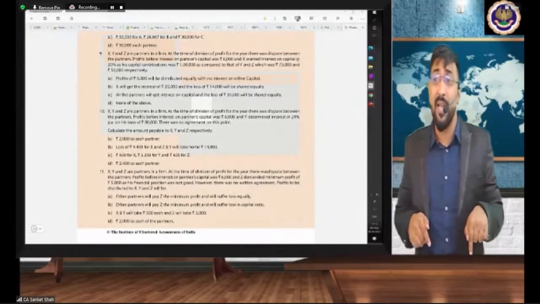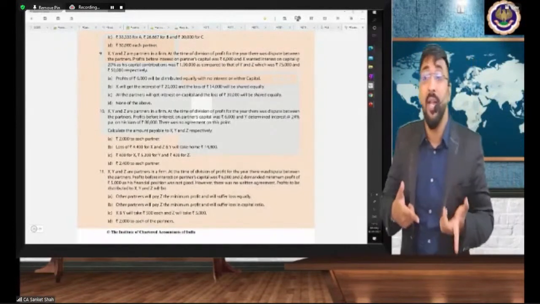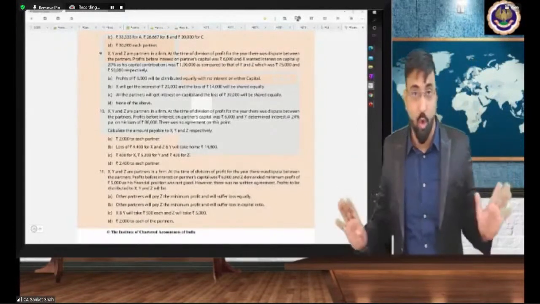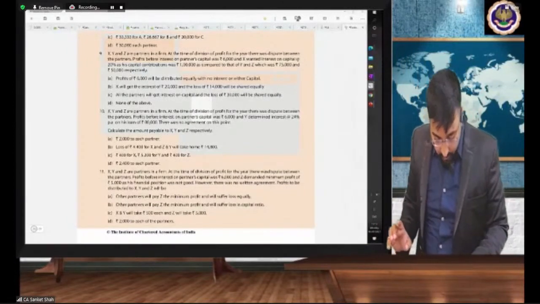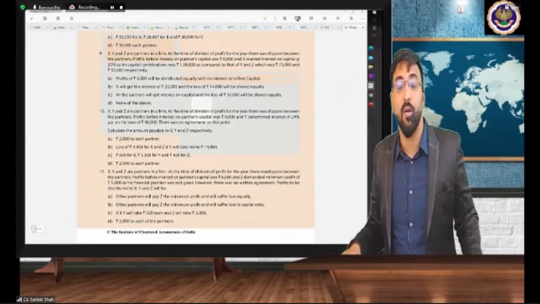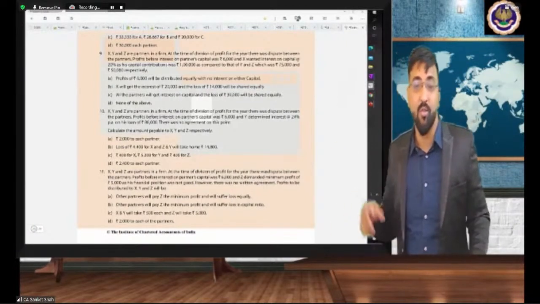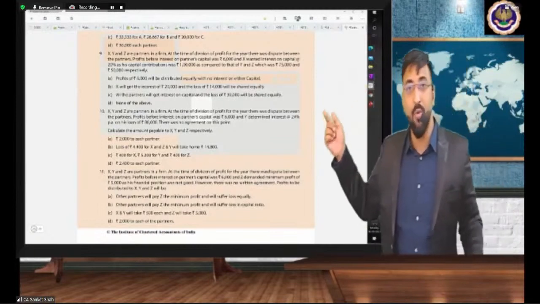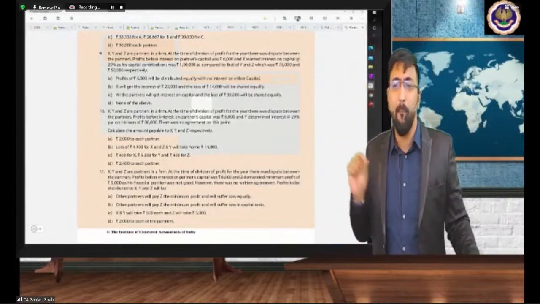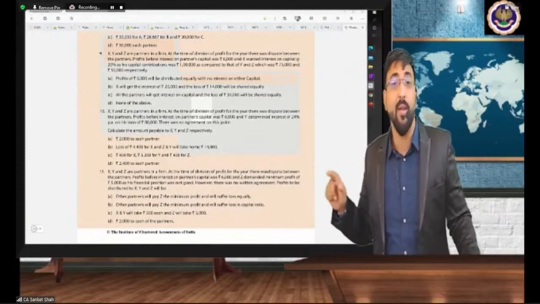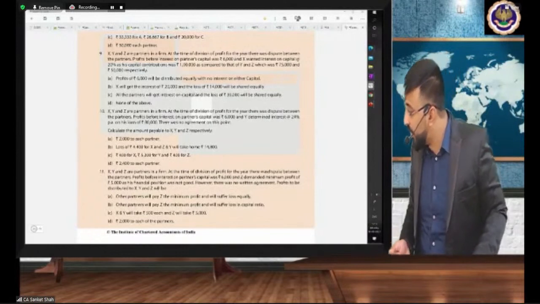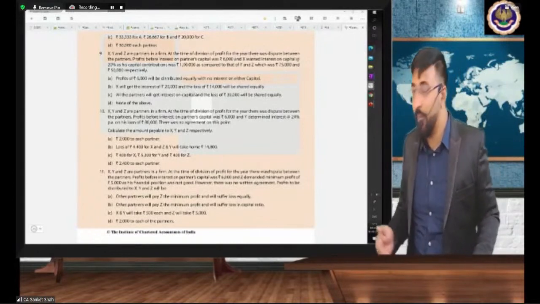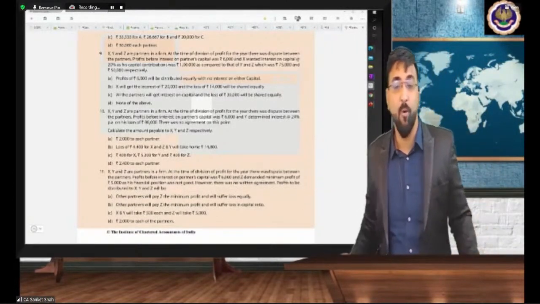Some students are asking me, sir, if it is not in continuous mode, can you use the shortcut? No, then there is no shortcut. So first thing, whenever there is interest on drawings, you have to calculate. And if you withdraw the same amount at the beginning, the formula will be capital account multiplied by interest rate multiplied by number of months, into 6.5 if it is at the beginning. If it is at the middle, you will multiply by 6. And if it is at the end, then you will multiply it by 5.5. So this is a shortcut for interest on drawings.